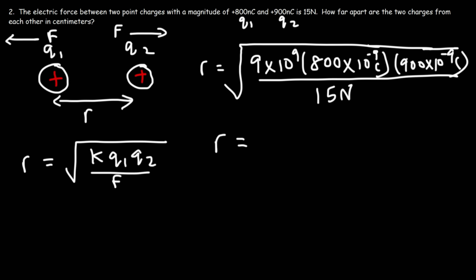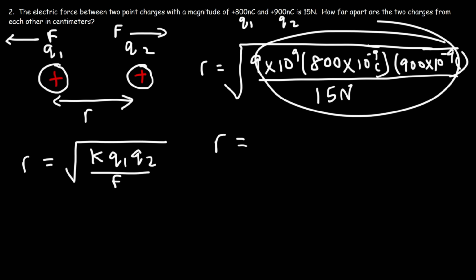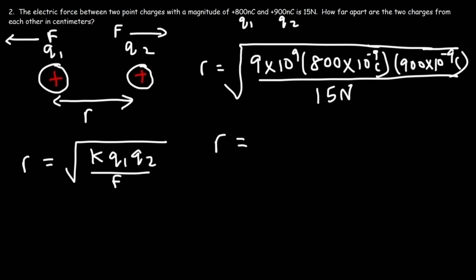Now let's go ahead and plug in these values into a calculator so we can get our final answer. So let's plug in the square root of 9 times 10 to the 9 times 800 times 10 to the negative 9 times 900 times 10 to the minus 9 divided by 15. So you should get this answer, 0.02078 meters. Now let's go ahead and convert that to centimeters because we want the answer to be in centimeters.